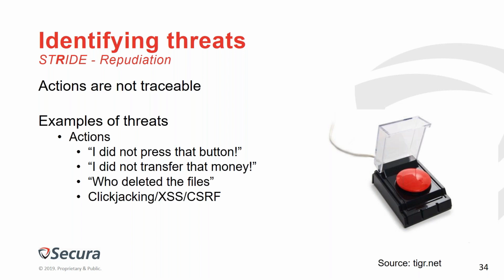So examples, but also on web vulnerabilities, things like clickjacking or cross-site scripting attacks, CSRF, they're all related to repudiation. These are attacks that can be used by attackers to perform actions on behalf of other users.